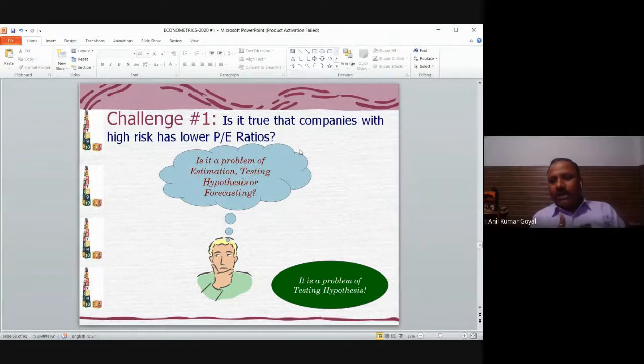If you can imagine, please imagine and tell me. Is it true that companies with high risk have a lower PE ratio? PE means the price earning ratio. Is it a problem of estimation, testing, or hypothesis testing? Tell me, what kind of problem is it? So it is a problem of hypothesis testing. I want to check whether a company having high risk has a lower PE ratio or not. So, simply, hypothesis testing.